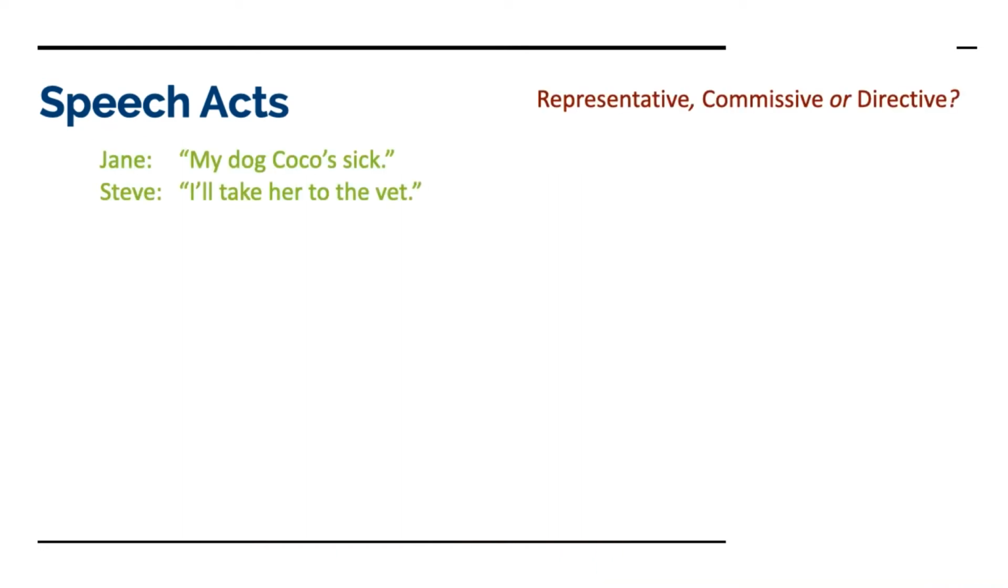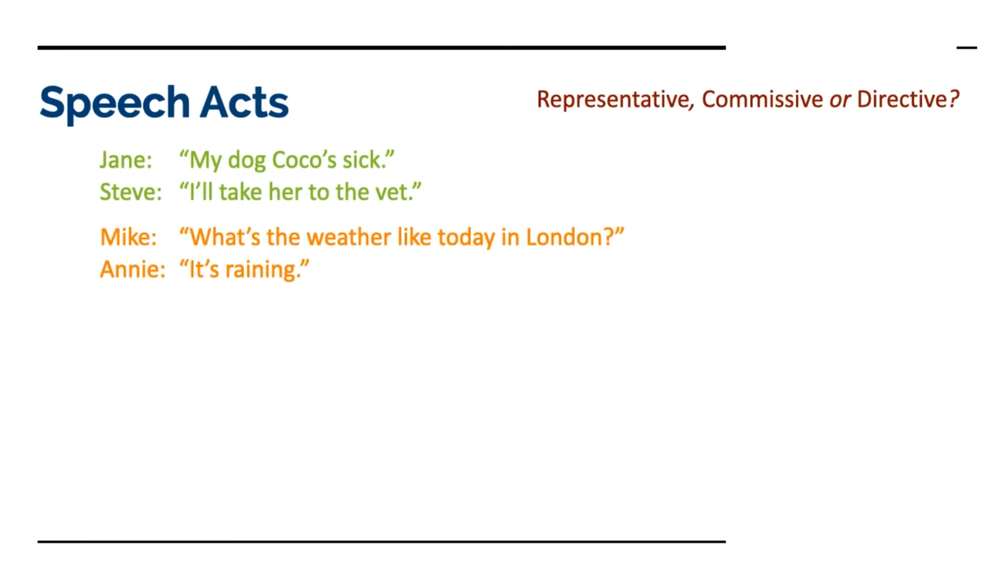So imagine a conversation between Jane and Steve. And Jane says, "My dog Coco's sick." And Steve says, "I'll take her to the vet." I'm looking at the second part of each of these conversations. Is Steve's utterance representative, commissive, or directive?